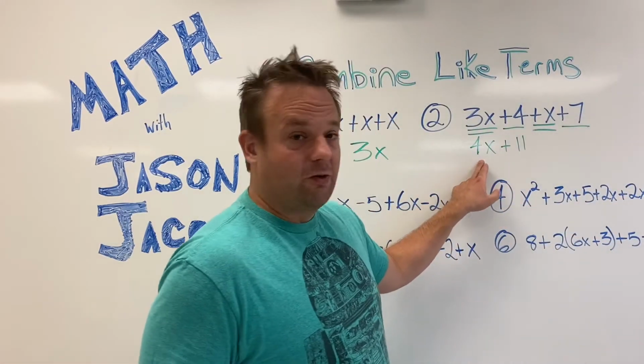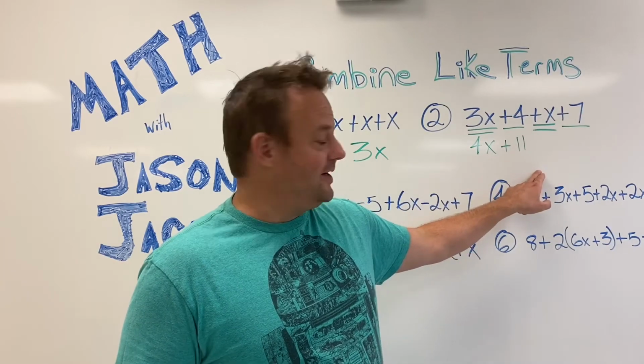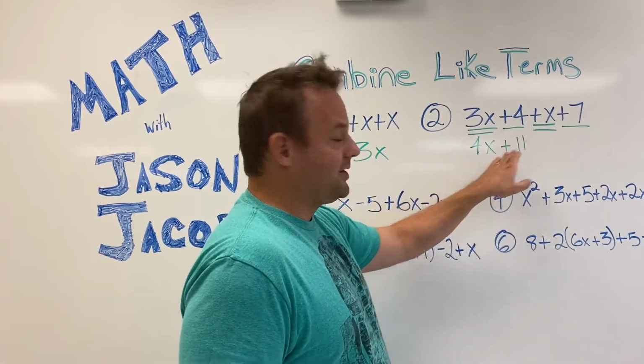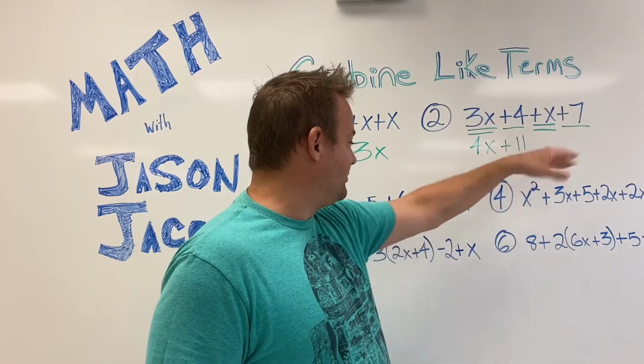Think of this as 4 squares and 11 circles, like we did in the last video. I can't put the circles with the squares. I can't put the squares with the circles.